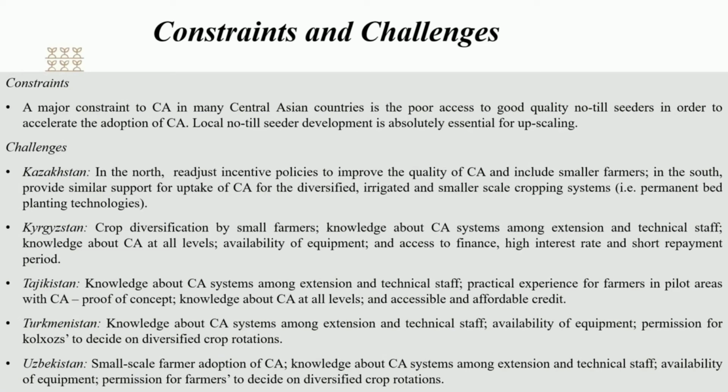In Kyrgyzstan, the challenges are crop diversification by small farmers, knowledge about CA systems among extension and technical staff, knowledge about CA at all levels, availability of equipment, and access to finance, with high interest rates and short repayment periods. The same challenges we can see in Tajikistan and Turkmenistan, but in Tajikistan, accessible and affordable credit is also a big challenge. In Uzbekistan, small-scale farmer adoption of CA is a challenge, as are knowledge about CA systems among extension and technical staff, availability of equipment, and permission for farmers to decide on diversified crop rotation. The same we can say in Turkmenistan.